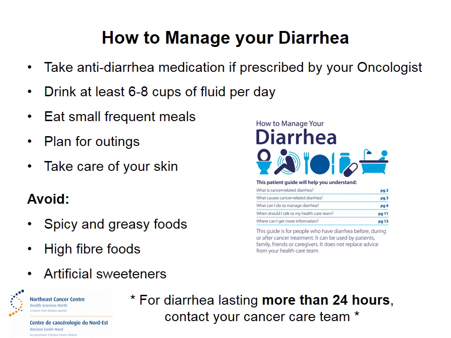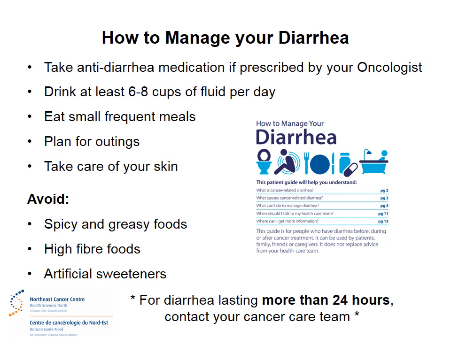Strategies to manage diarrhea include taking antidiarrheal medication if prescribed by your oncologist, drinking at least 6 to 8 cups of fluid per day, eating small frequent meals, planning your outings, and taking care of your skin. It is recommended to avoid spicy, greasy, high fiber foods and artificial sweeteners. For diarrhea lasting more than 24 hours, contact your cancer care team.